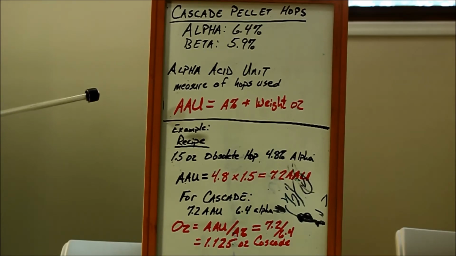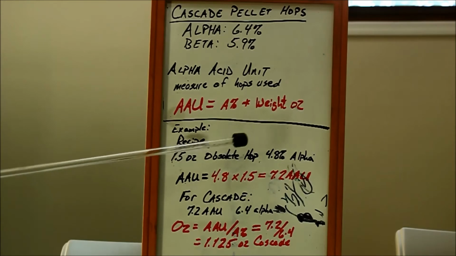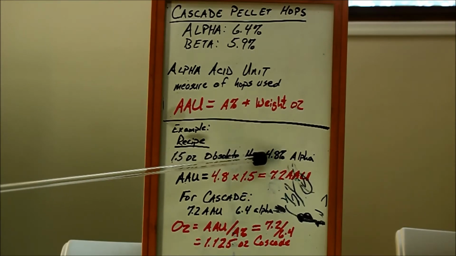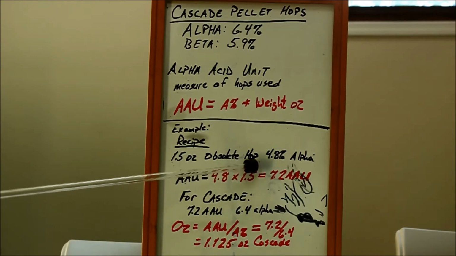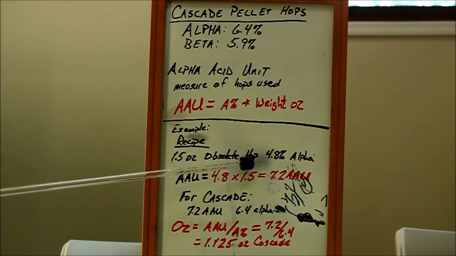So if we have a recipe with an obsolete hop, let's say we need 1.5 ounces of the obsolete hop at 4.8% alpha. The alpha acid unit is the percentage of the hop, 4.8, times the weight used, 1.5, to give us 7.2 alpha acid units. With that alpha acid unit number, we can calculate the usage and the amount of any hop that we have.